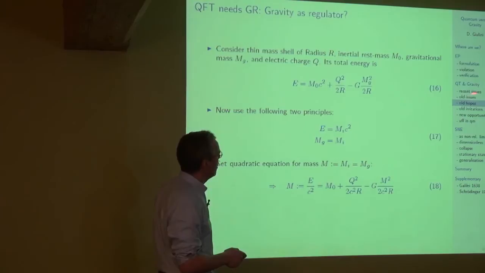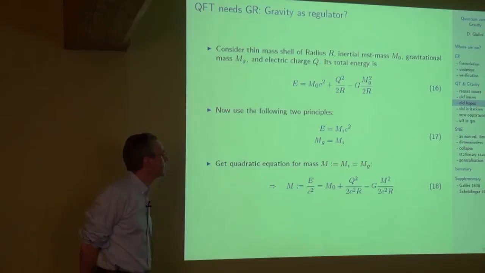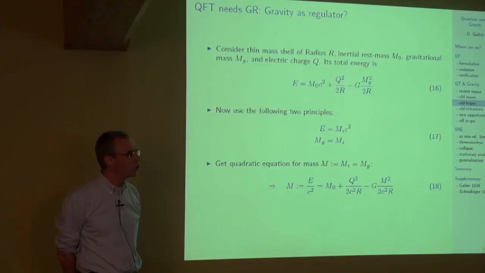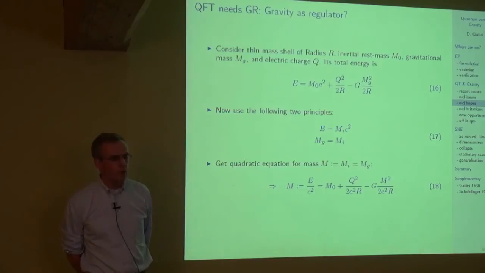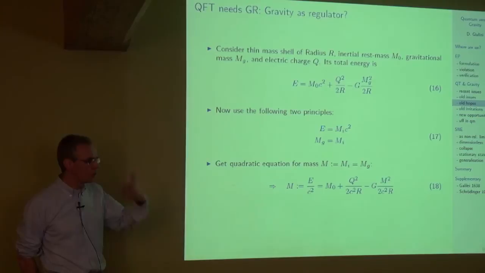So this was an old issue, recent issue, old issue. And I also want to tell you something about old hopes. There's an old hope that sits behind the idea of unifying relativity and gravitation. And the old hope is that all these divergences that afflict quantum field theory were supposed to possibly go away naturally if you couple the system to gravity, because gravity could serve as a self-regulating mechanism to subtract all the infinities of energy.